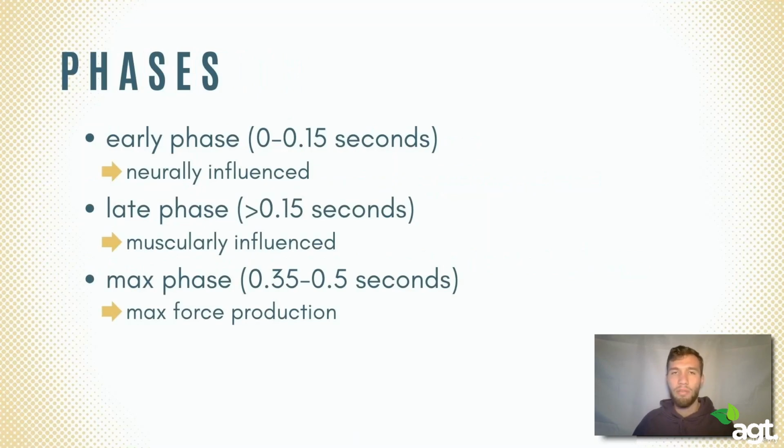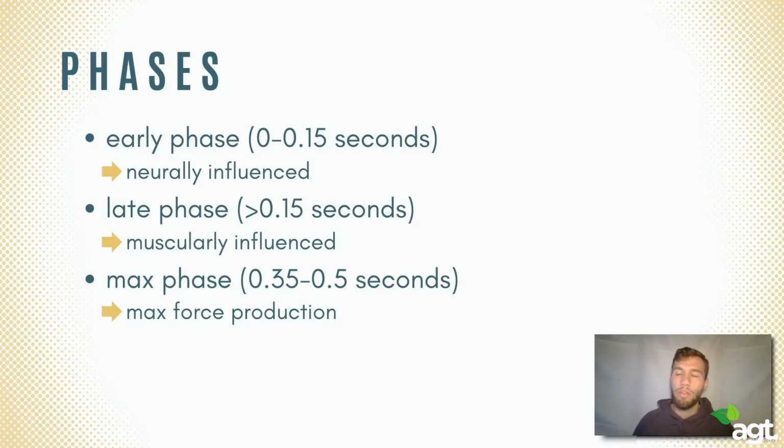We divide rate of force development into 3 phases, which is the early phase from 0 to 0.15 seconds. Now, this phase is mainly influenced by the nervous system. Then there's a late phase, which is everything from 0.15 seconds, and this one is mainly muscularly influenced. So the first part, when we're trying to rapidly build lots of strength up, is mainly influenced through our neurons. And then after that is when the muscles become active and contribute to the force generation.